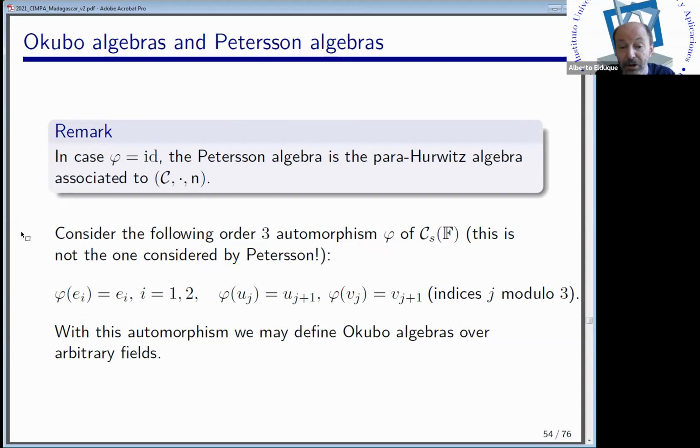And it's clear that it is an automorphism of order 3. So in the split Okubo algebra, we consider the order 3 automorphism that fixes the idempotents and permutes cyclically U1, U2, U3. And now we can use this automorphism to consider the corresponding Peterson algebra, and this gives a symmetric composition algebra which is valid in any characteristic, because we don't need cubic roots of unity here. This works in any characteristic.